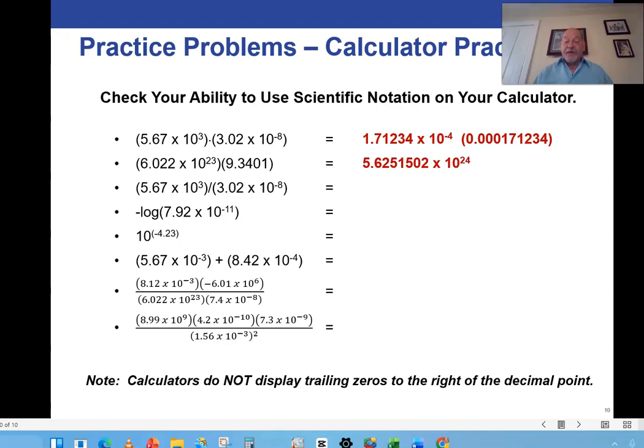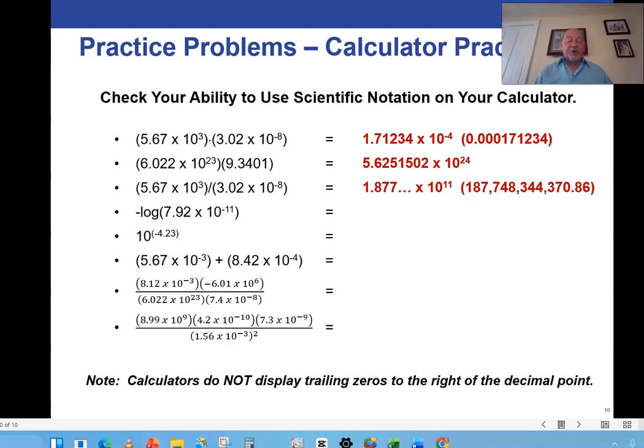The third problem is a division problem, 5.67 times 10 to the 3 divided by 3.02 times 10 to the minus 8. Pause the video here. And the answer is 1.877 with a lot of other digits times 10 to the 11. If your calculator has a large display, it might show the whole number, which is 187,748,344,370.86.